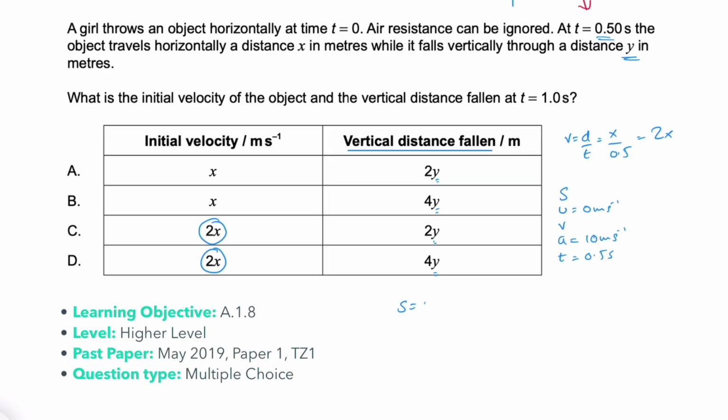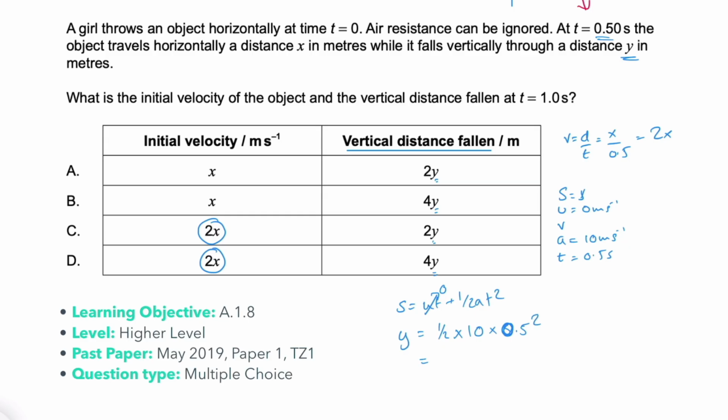So s equals ut plus a half at squared. y, because s is equal to y, the distance fallen, is equal to, that goes to 0, a half times 10 times 0.5 squared. So that gives us 5 times 0.25, which gives us 1.25 y. So in half a second, that's how far the object has fallen.